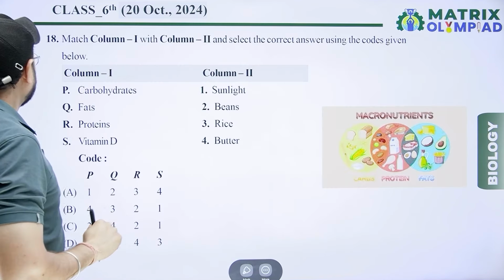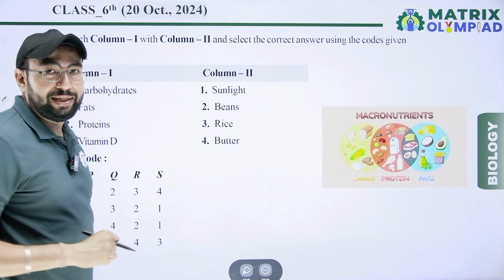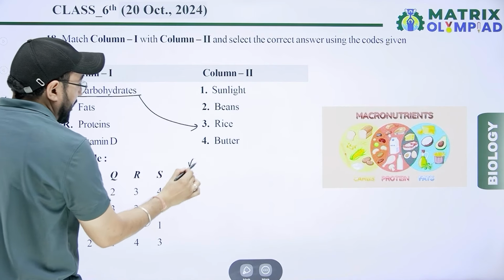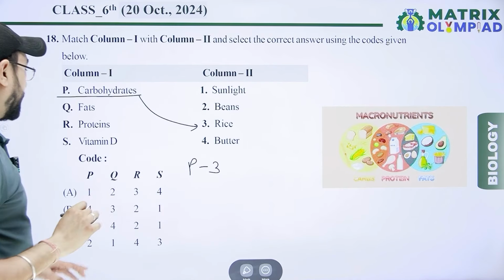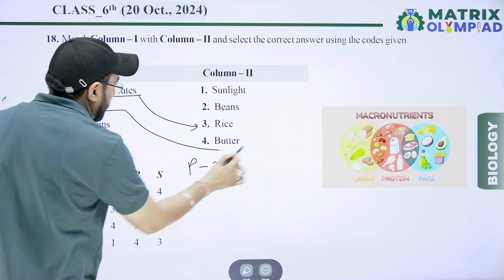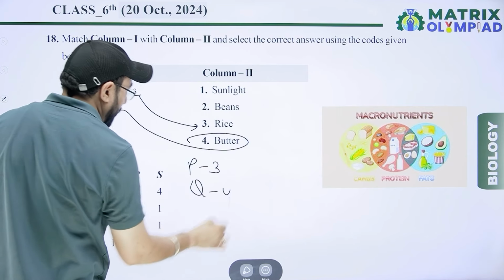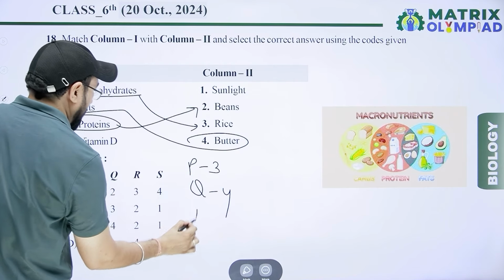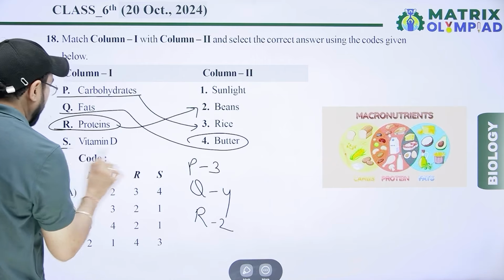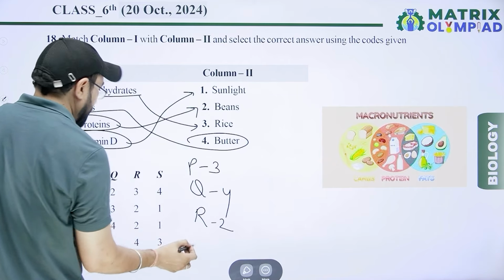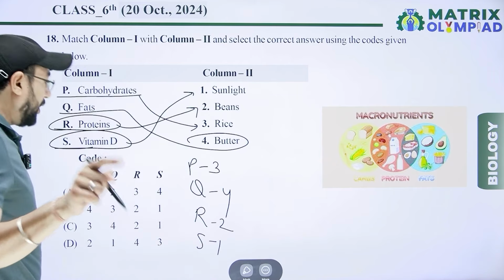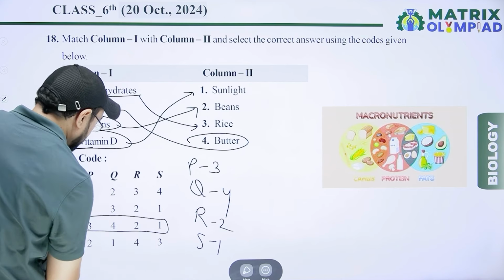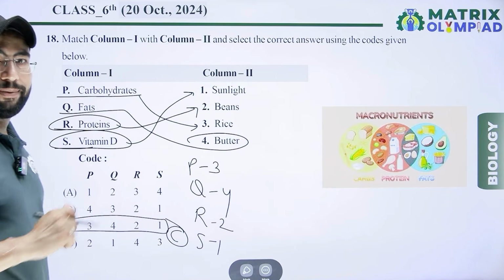Next, match the first and second columns. Carbohydrate matches with rice, P3. Next, fat matches with butter, Q4. And next, protein matches with beans, R2. And vitamin D from sunlight, S1. So 3, 4, 2, 1. Option C is correct for this question.